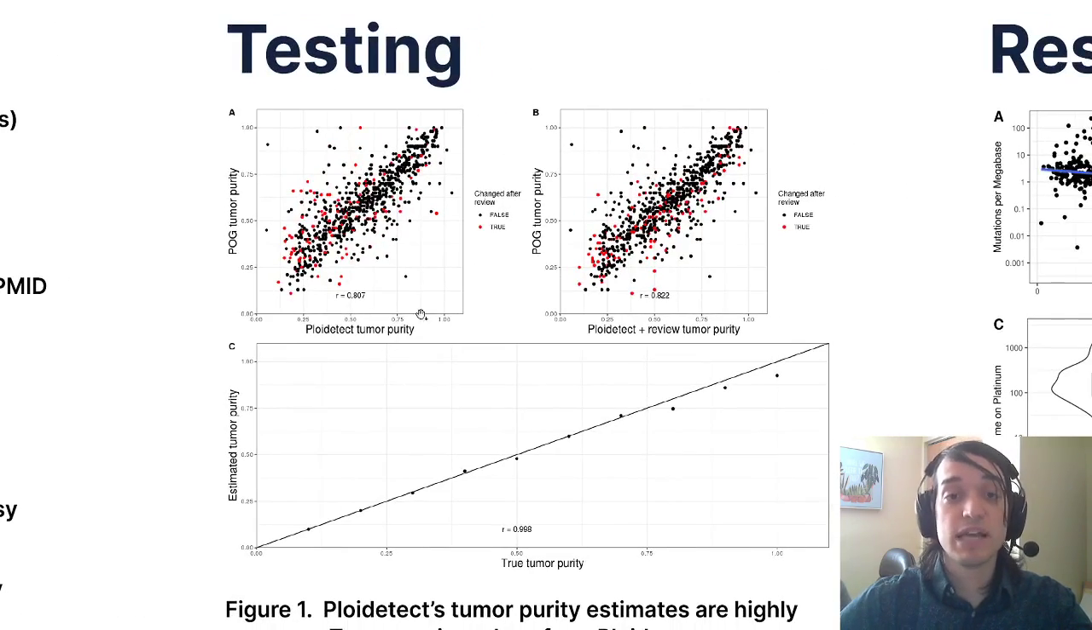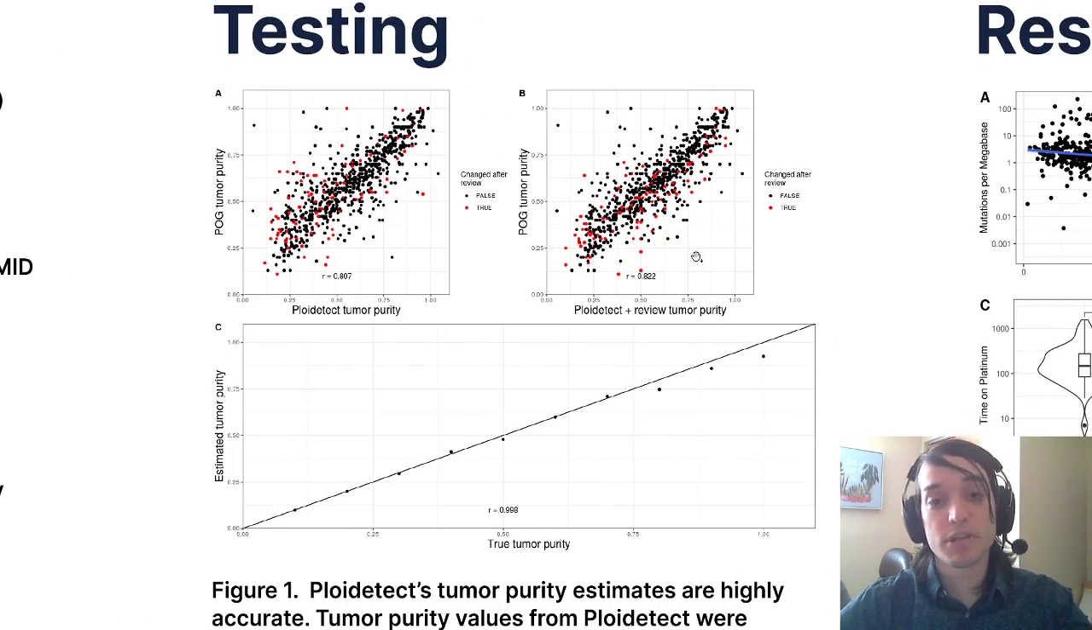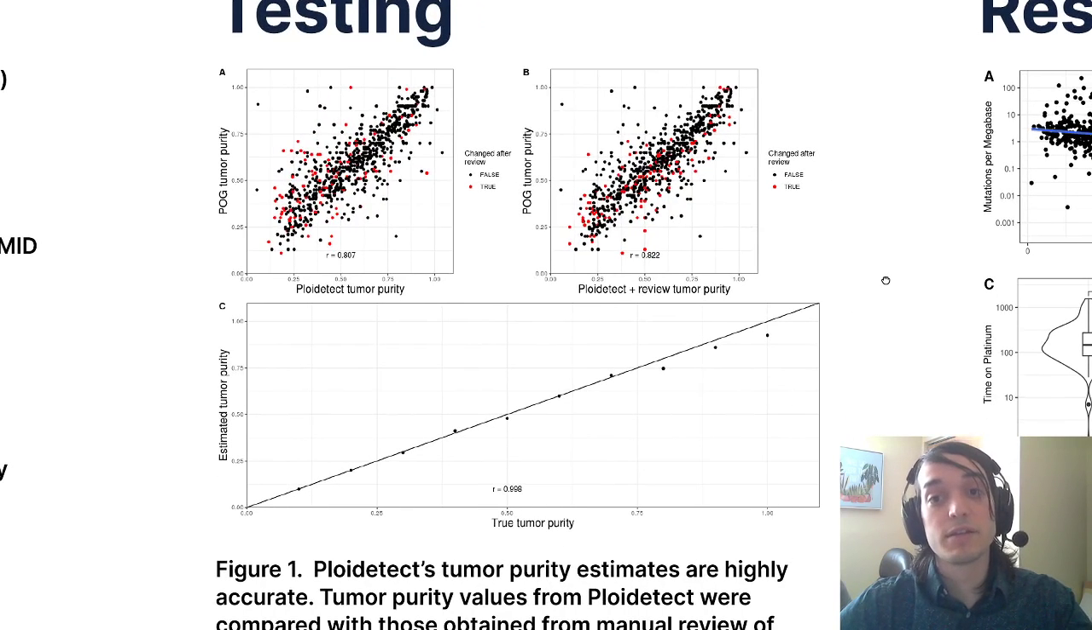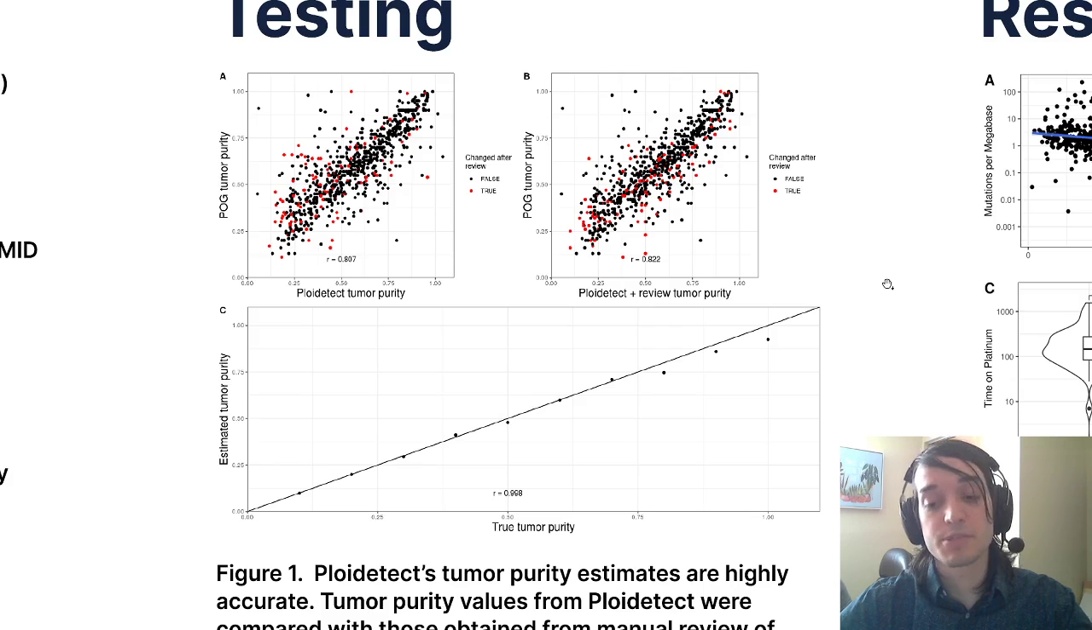So first of all, we looked at the tumor purity estimates of Ploidetect, and we compared this with some manual review data. So basically, we had expert bioinformaticians sit down and look at copy number profiles estimated at different levels of tumor purity using a copy number color. And they essentially decide on what sounds like a good estimate of tumor purity. And what we found is that the estimates that Ploidetect gave us for tumor purity agreed really well with these manual review estimates. And when we went back and, with the Ploidetect results in mind, manually re-reviewed everything to look for alternate models, the results really didn't change all that much.